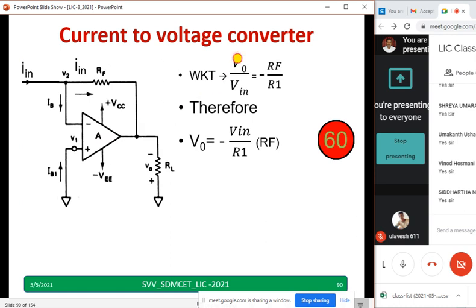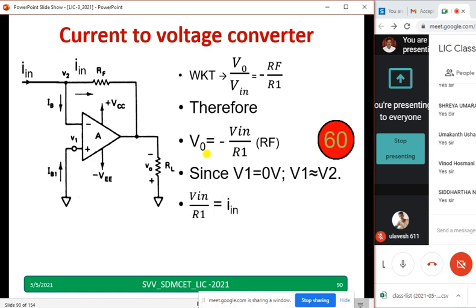All of you know V0 by Vin equal to minus RF by R1, we have already done the derivation. Or I can write V0 equal to minus Vin by R1 into RF, just rearranged. And all of us know V1 equal to 0. V1 is almost equal to V2. We have discussed the virtual ground concept in the previous class. And Vin divided by R1 equal to IN. This becomes a virtual ground. Therefore, IN equal to Vin divided by R1.